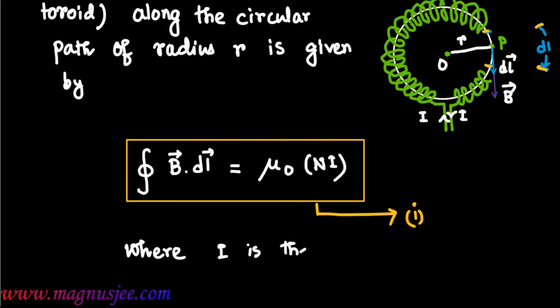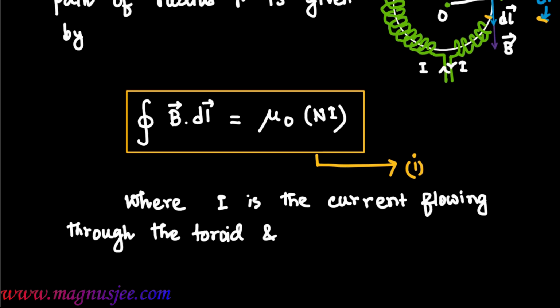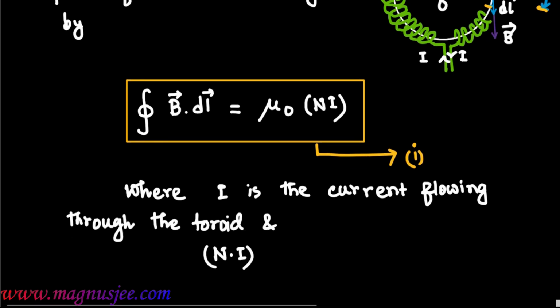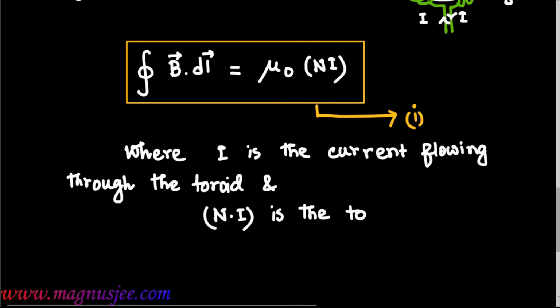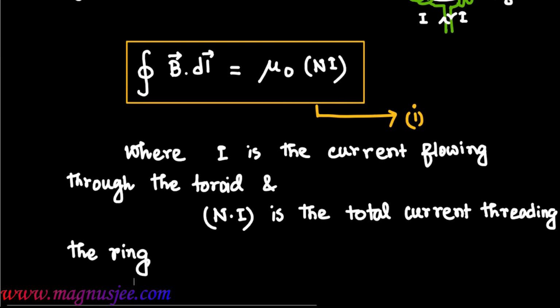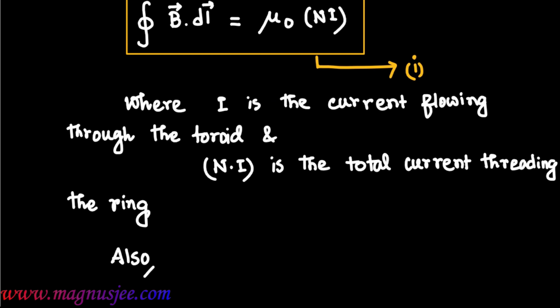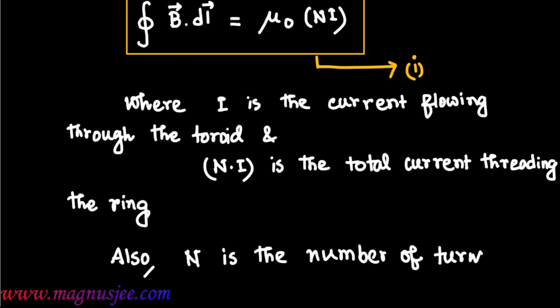Here I is the current which is flowing through the toroid, and N I is the total current threading the ring. Also, N is the number of turns.